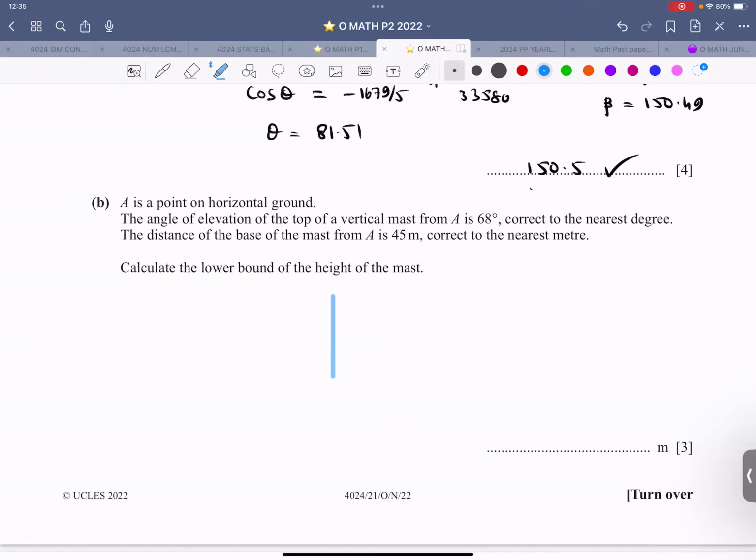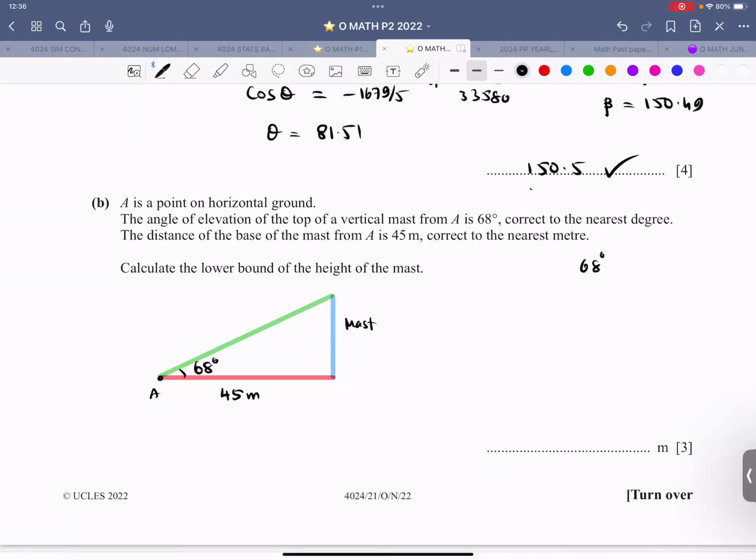So there is a vertical mast, and the distance of the base from the mast is this much, 45 from A. So this goes like this. Okay, let me just adjust it. So this is A. This is the vertical mast. And this is 68 degrees, correct to the nearest degree. And the distance is 45 meters. Let me draw another line. This angle is 68 degrees.